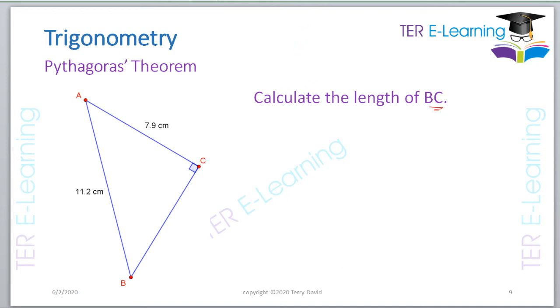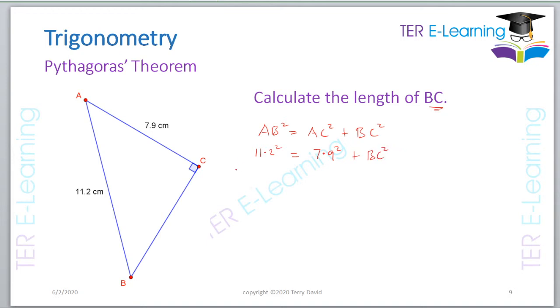So let's take a look at this now. So we want to calculate the length BC, right? So we know we're going to use Pythagoras' theorem here. We don't have any other angle besides the 90 degrees. So we're going to start off with the hypotenuse squared, which in this case is AB squared, is equal to AC squared plus BC squared, right? So AB squared in this case will be 11.2 squared is equal to AC, which if you look at the diagram, it's 7.9.